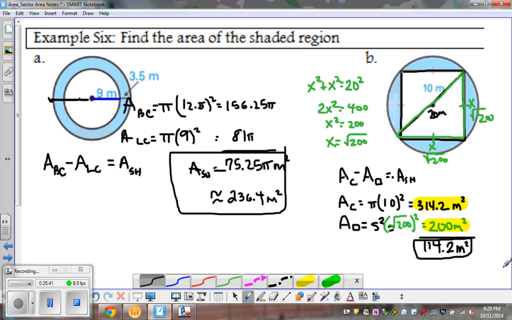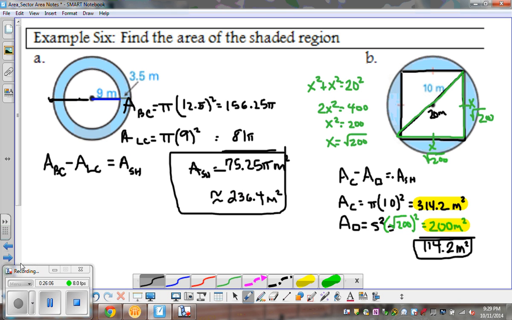So once again, guys, to find the area of your shaded region, typically you're going to take the area of your larger figure and subtract off the area of your smaller figure. In the first one we had 2 circles, so I took the area of my big circle minus the area of my little circle. In this one, my circle was my larger figure, so I found the area of that and subtracted off the area of my square, which took a little bit of work, but that's okay. And we found the area of my shaded region.